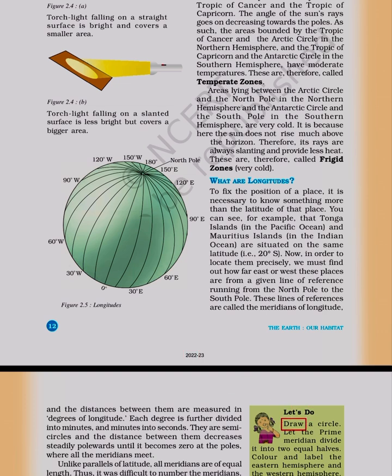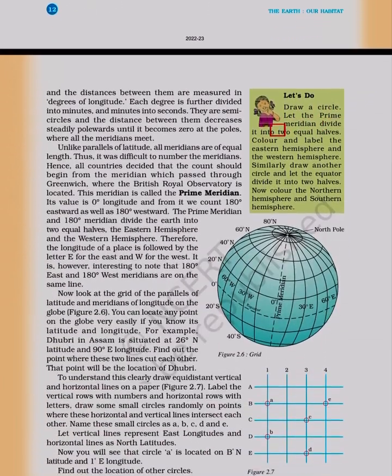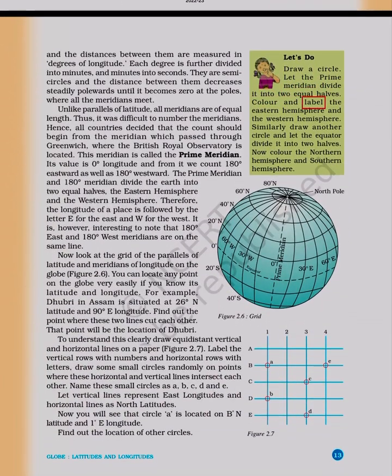Let's do. Draw a circle. Let the prime meridian divide it into 2 equal halves. Color and label the eastern hemisphere and the western hemisphere. Similarly, draw another circle and let the equator divide it into 2 halves. Now color the northern hemisphere and southern hemisphere.